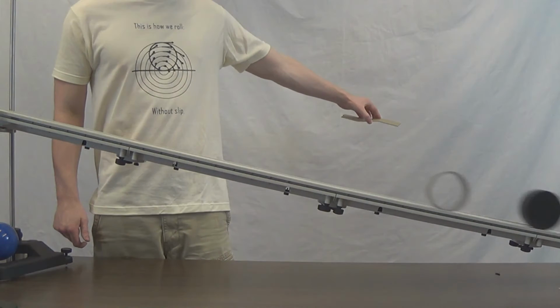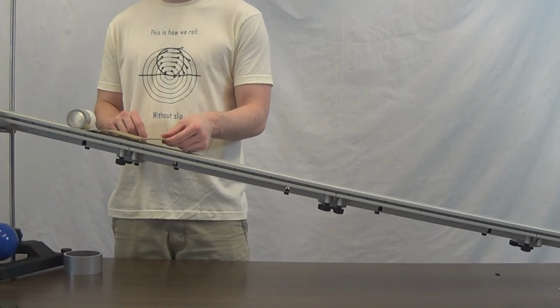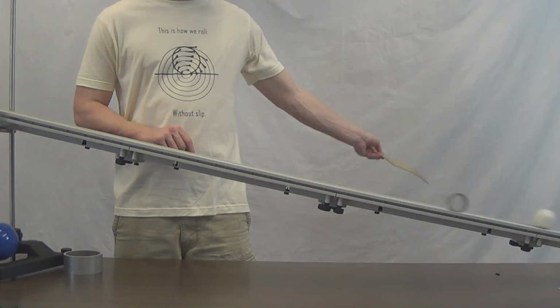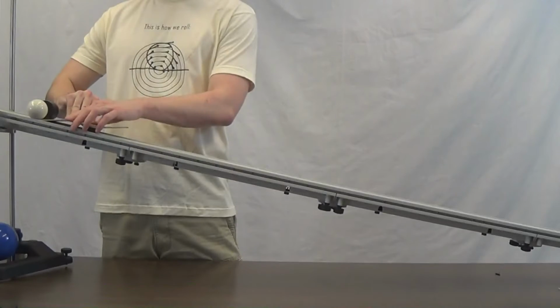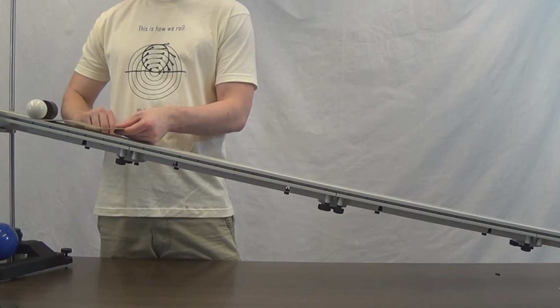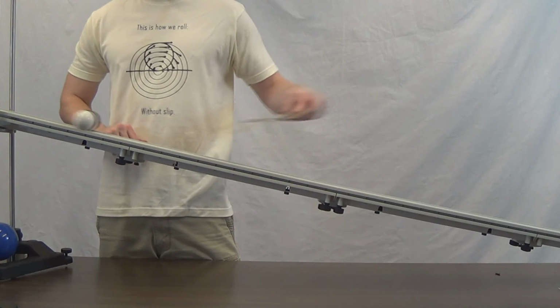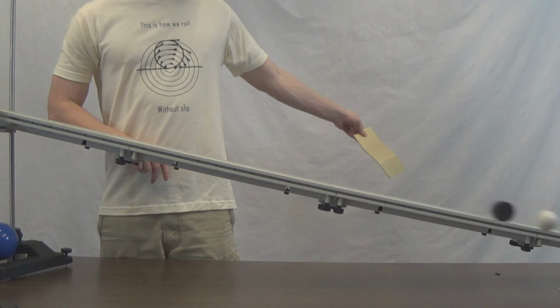As you can see, the cylinder rolled much faster than the ring. Next, the sphere was put against the ring. And the sphere did about the same as the cylinder and beat the ring. Now the cylinder and the sphere race. And it's a little closer, but when you look back, and you can see it easier in the slow motion, the sphere does roll faster than the cylinder.